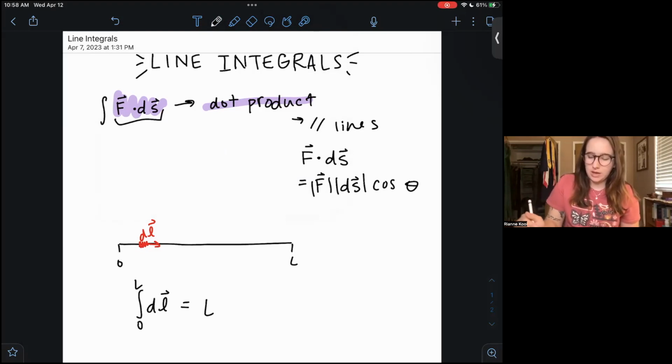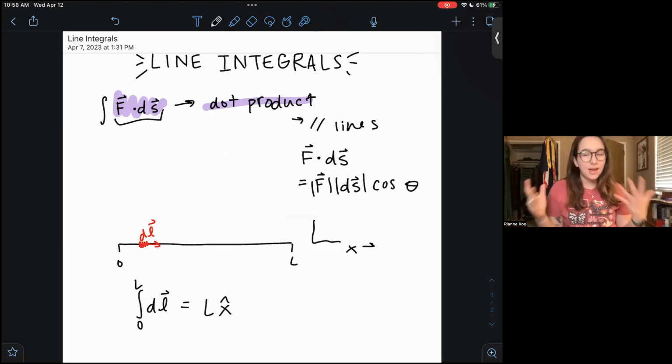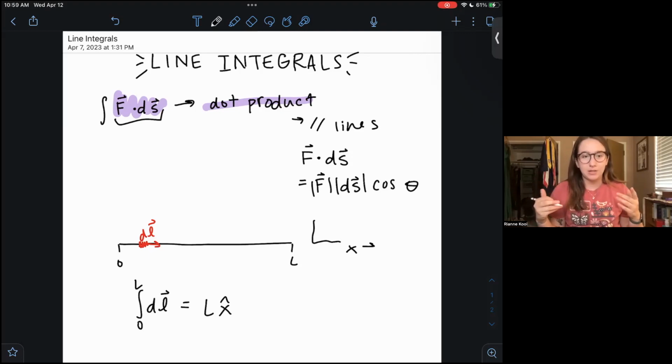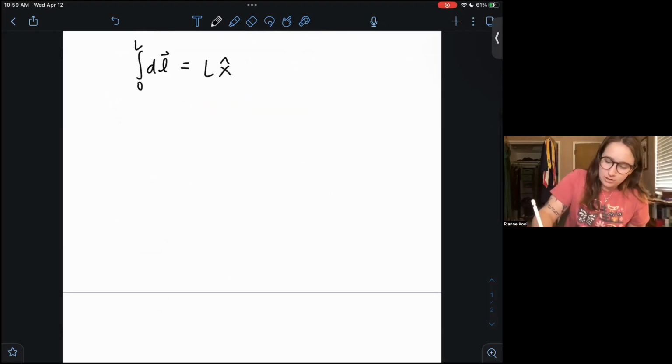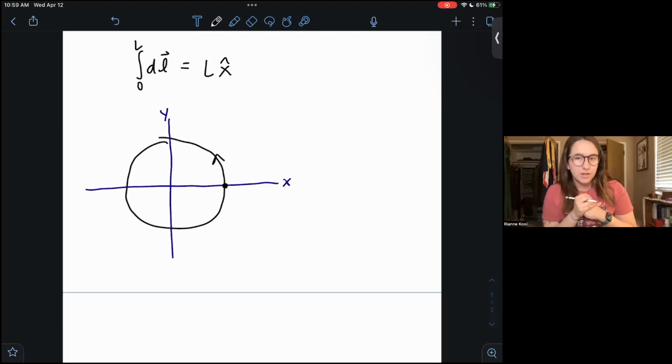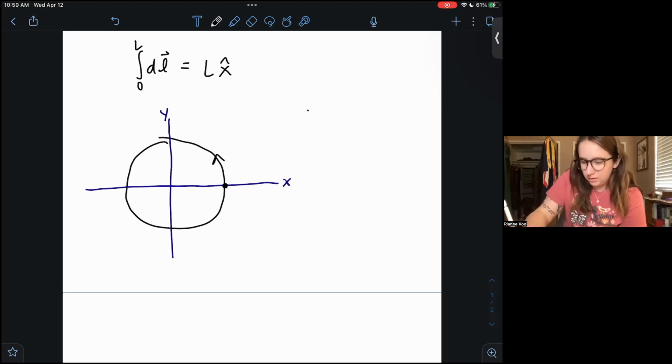If we make our little axis and say this is the x direction, we would say that it's in the x hat direction. This is a vector quantity. So when you're doing line integrals, it's important to recognize that these are vectors that you're working with. So that's one way we can do it. We have a line and we want to find the line integral of a line. That's pretty straightforward. But what about a circle? Let's say we have this circle. What if we wanted to find the line integral of this?